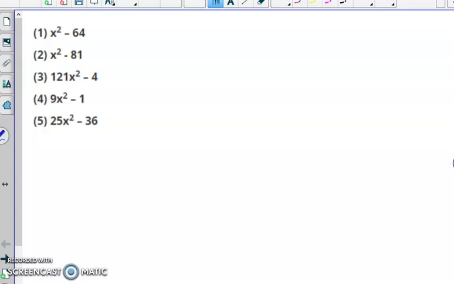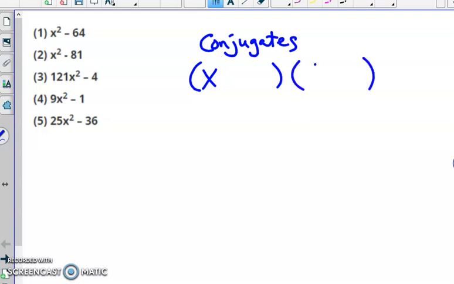All right, so for these problems, hopefully you identify these problems as conjugates. Basic conjugate is two factors. Both of them have the same first terms, since they're both x's. They both have the same numbers, since they're both threes. And the difference between them is one's addition, one's subtraction.